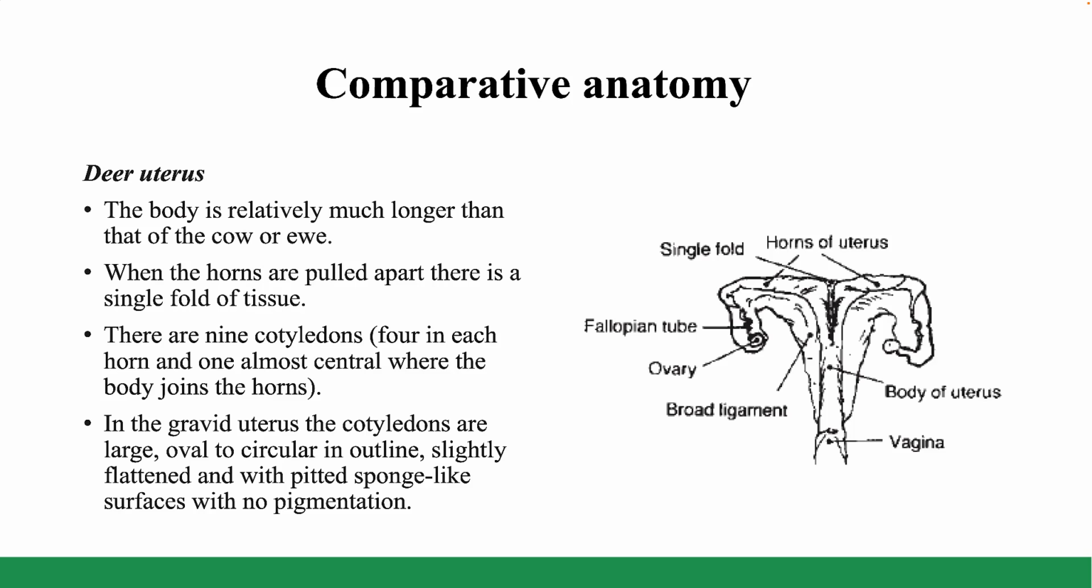And for a deer, the uterus, you can see it looks like a human's uterus. After the vagina, we have the body of the uterus, which splits into two horns here. And upon separation of the two horns, in between we see a fold here as well. It's a single fold of tissue. And within these horns, there are 9 cotyledons, 4 in each, and one is almost at the junction between the horns of the uterus and the body of the uterus.